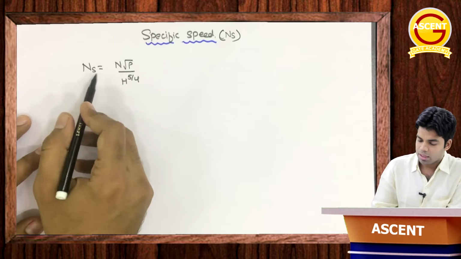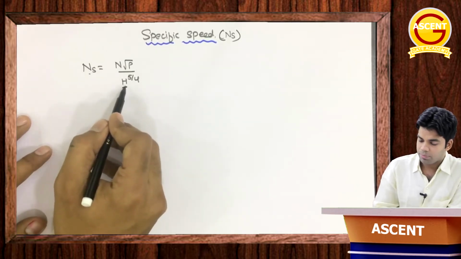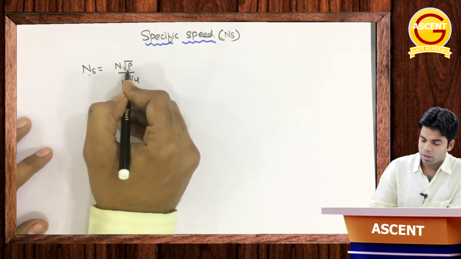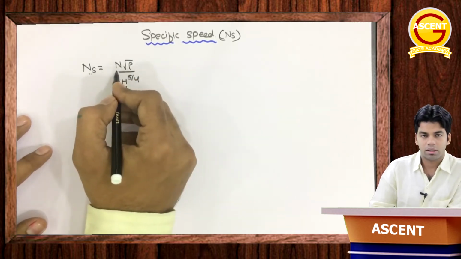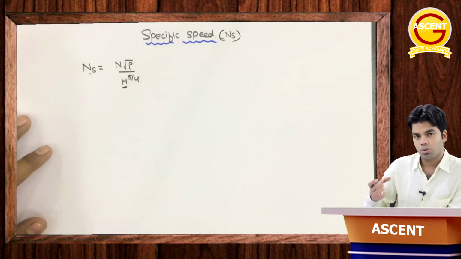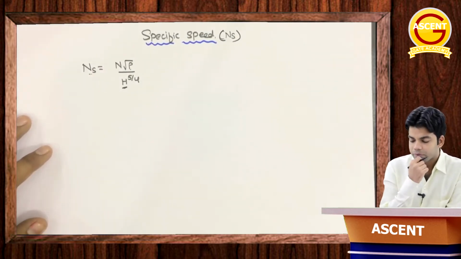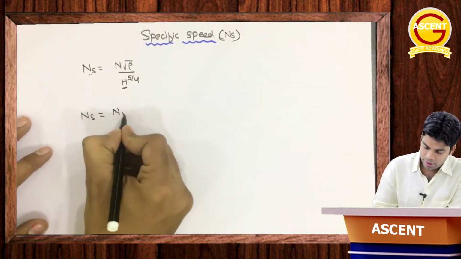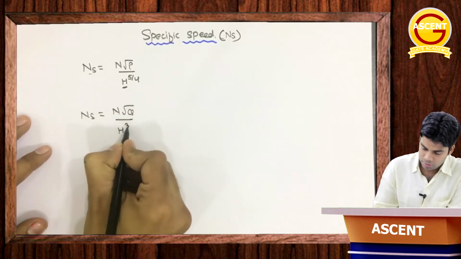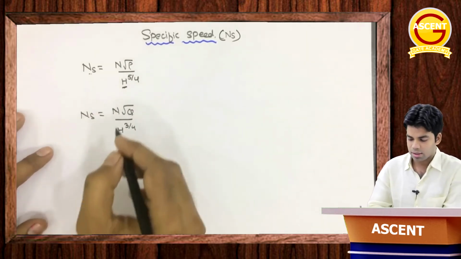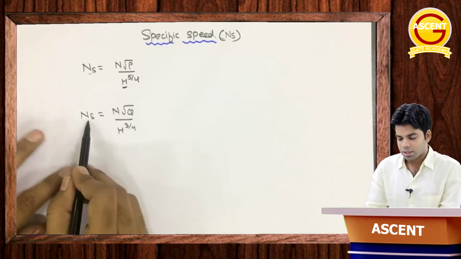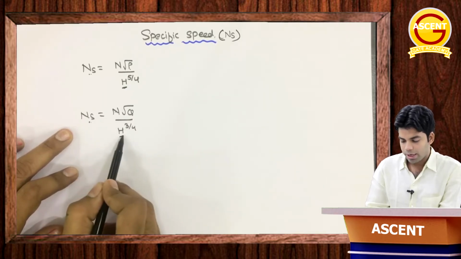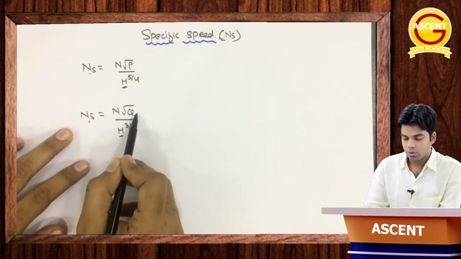Okay, that means the speed of turbine which under unit head, when H is equal to 1 meter and P is equal to 1 kilowatt, then Ns is equal to N. Okay, that means the speed of the geometrically similar turbine which produces unit power under unit head. We can also define this specific speed as Ns is equal to N root Q upon H raised power 3 by 4. Okay, these two are the same expressions. This is in terms of Q. That means specific speed is the speed of geometrically similar turbine which under unit head is producing unit discharge.